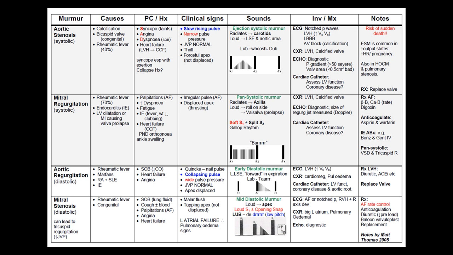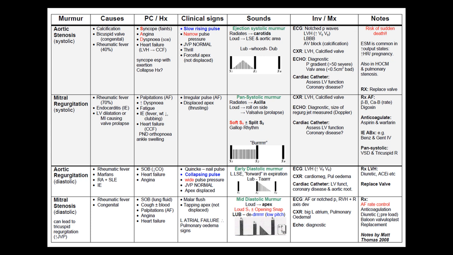The clinical signs of mitral regurg would be an irregular pulse if they do have AF, and a displaced apex beat, so the heart is thrusting towards you whenever you listen or feel at the apex. So this is a pan-systolic murmur, as we've said. It radiates to the axilla. It is loud. Whenever you roll them on their side, it gets louder.